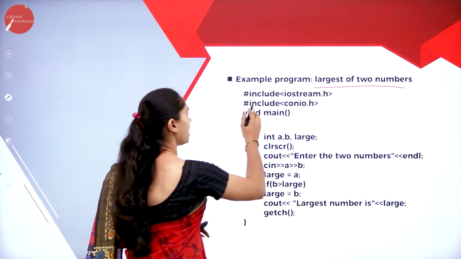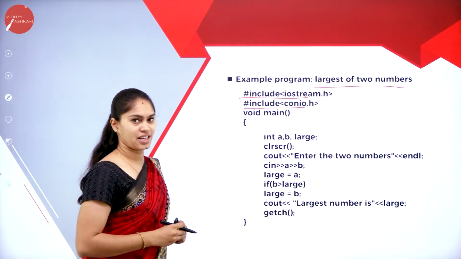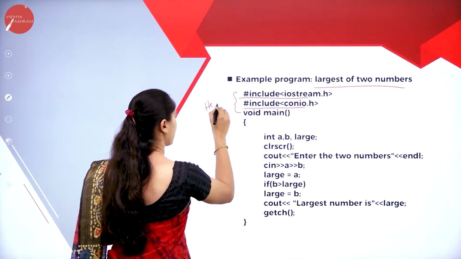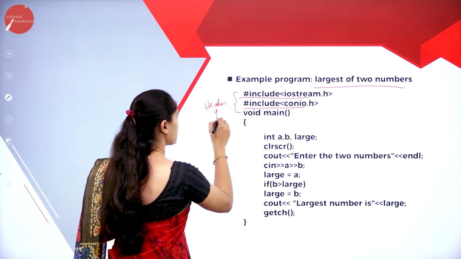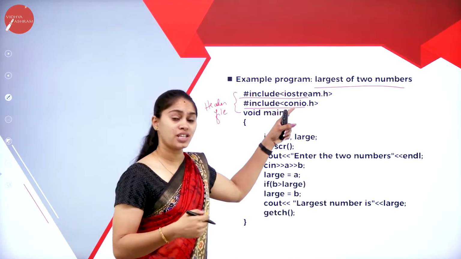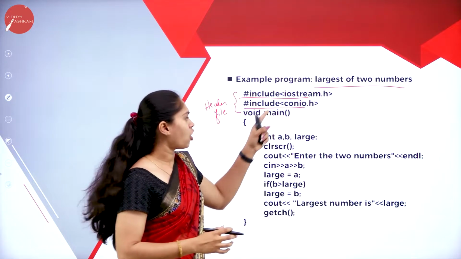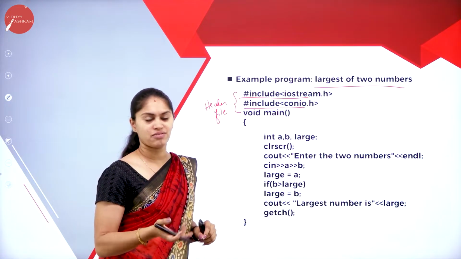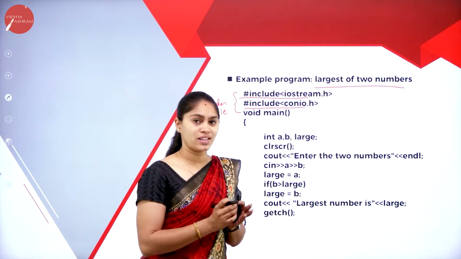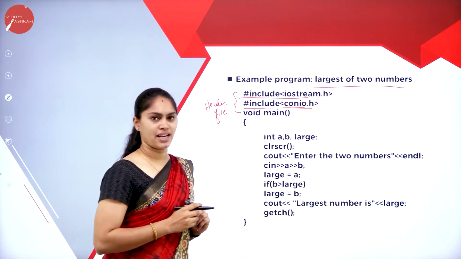So here you can see #include <iostream.h> and #include <conio.h>. What are we going to call these? This is considered a header file. Here in #include <iostream.h>, io represents input and output stream, and .h represents the header file. The #include preprocessor directive is including the iostream.h header file as well as the conio.h header file.